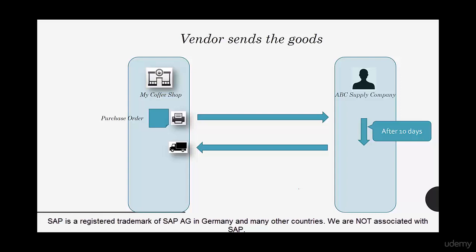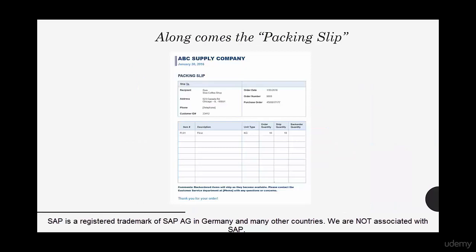Maybe he'll take some time, 5 days, 10 days, depending on how long it takes to procure those materials. Say in 10 days, he sends us the 100 kilos of flour, right? So he's going to load them up in a truck and then send them over to our plant, because we've asked them to supply it to our plant, because that's where we need the flour. Now, along with the truck and the goods comes the packing slip.